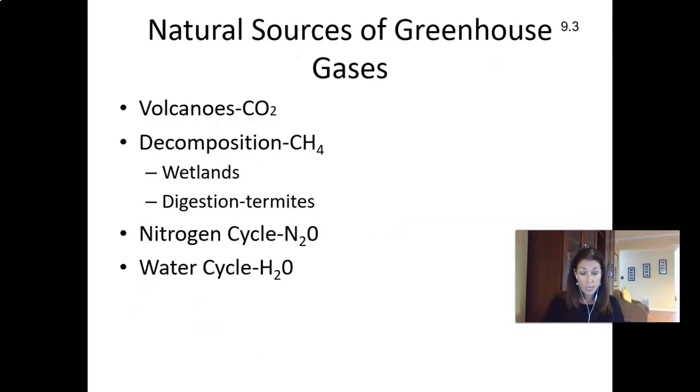It is important to understand, though, that the greenhouse effect has been in play for a very, very long time, prior to the Industrial Revolution, prior to humans even being on our planet. So there have to be some natural sources of greenhouse gases. Volcanoes will put out CO2. Methane can come from wetlands from anaerobic decomposition, as well as from termites, which release methane when they digest wood. N2O can come from the nitrogen cycle, and the water cycle will put out water vapor. So these are the greenhouse gases that keep our temperature at the livable level that it is now.